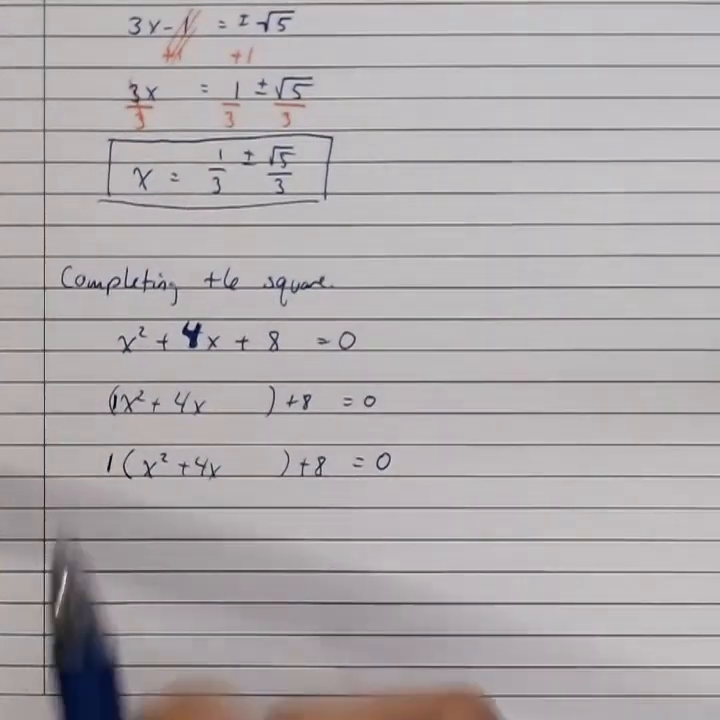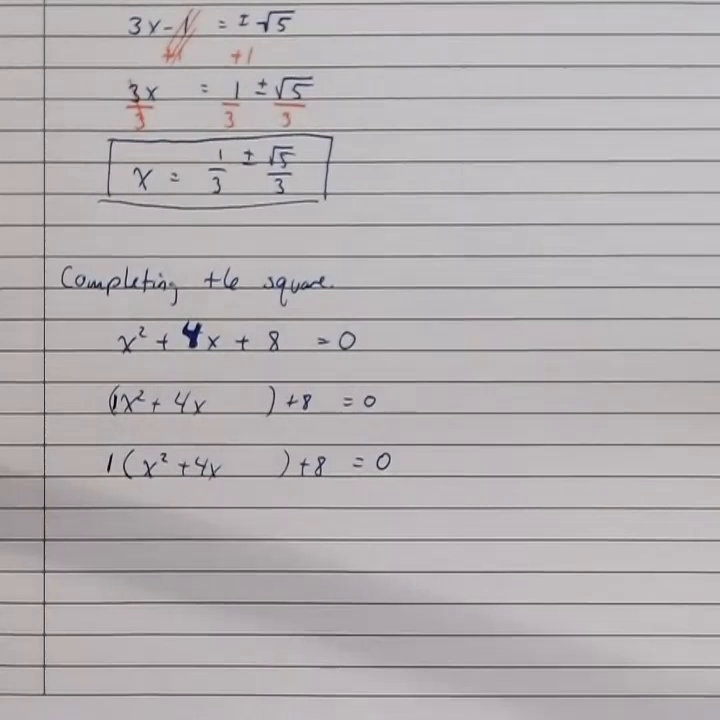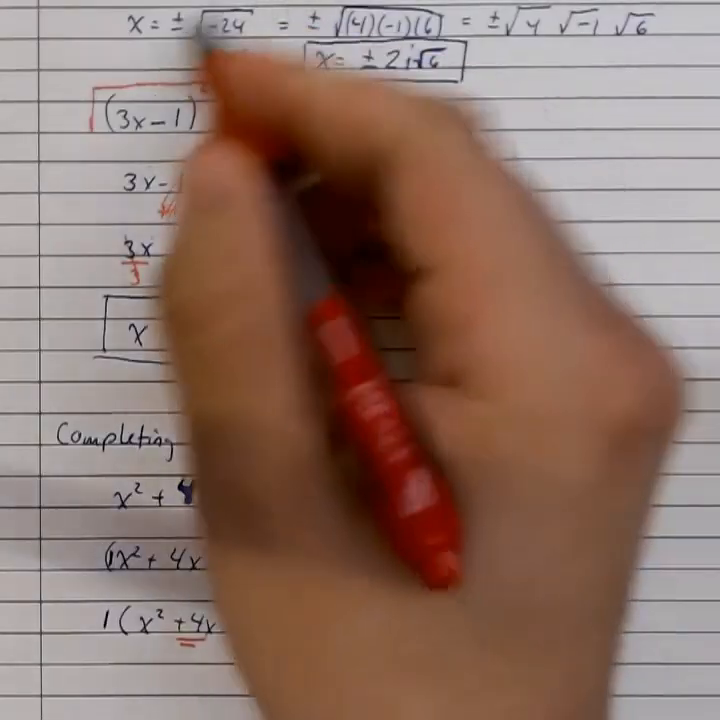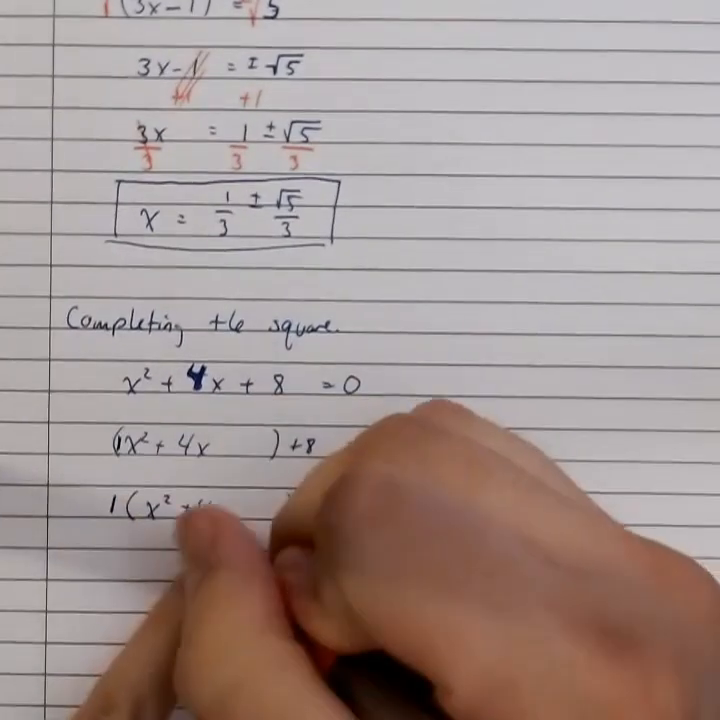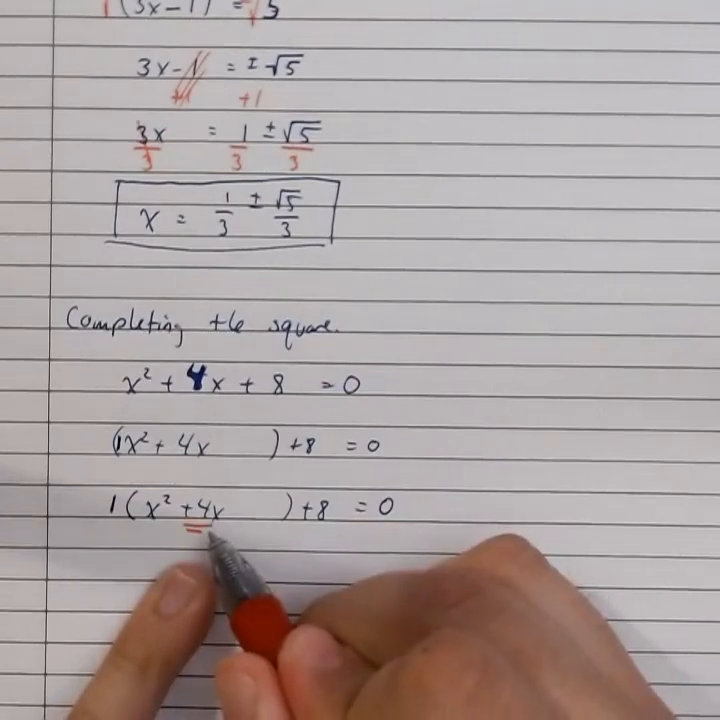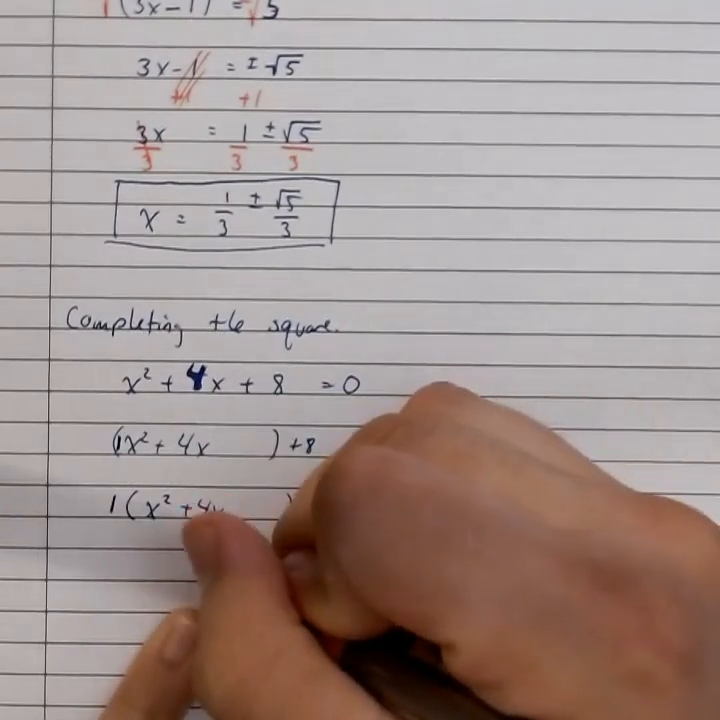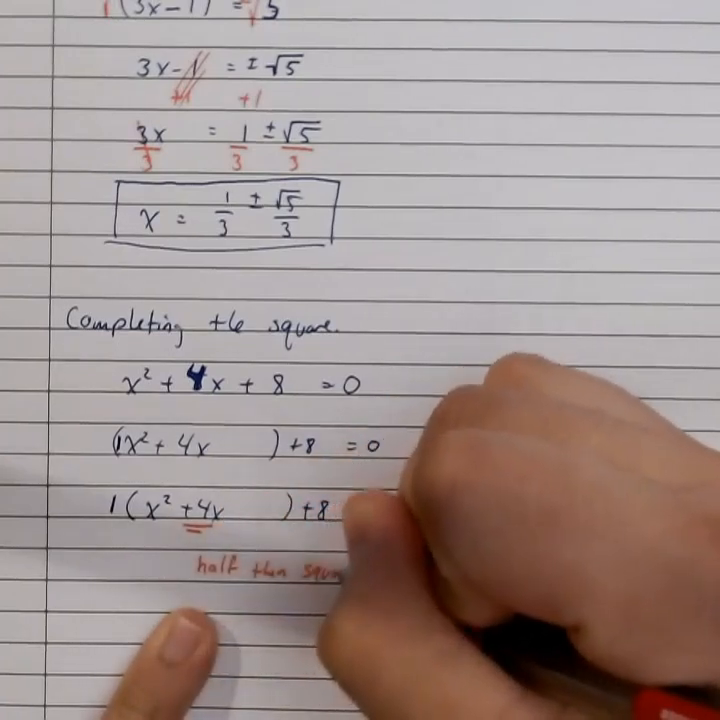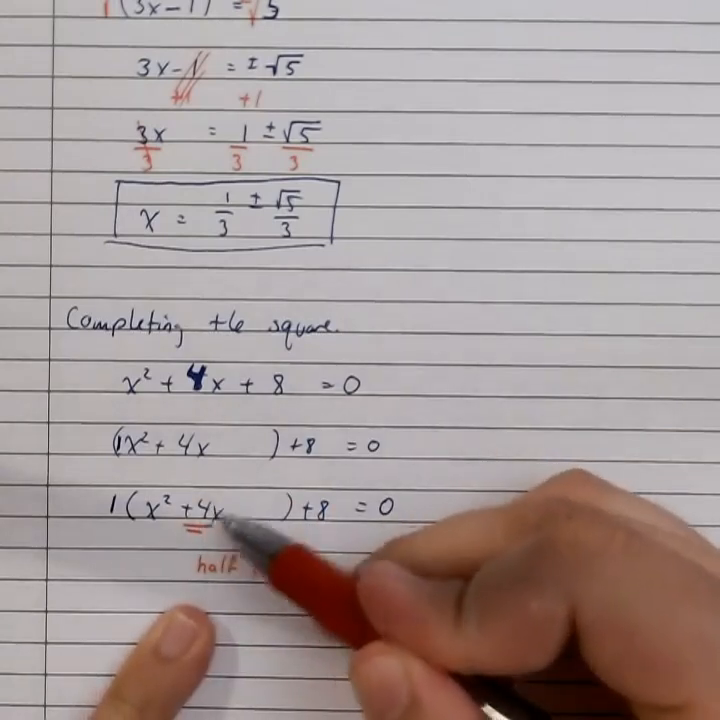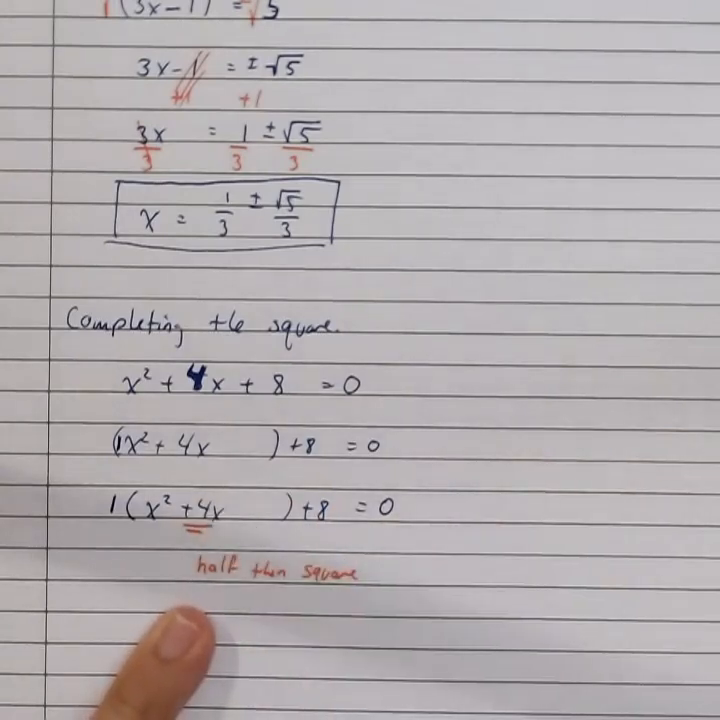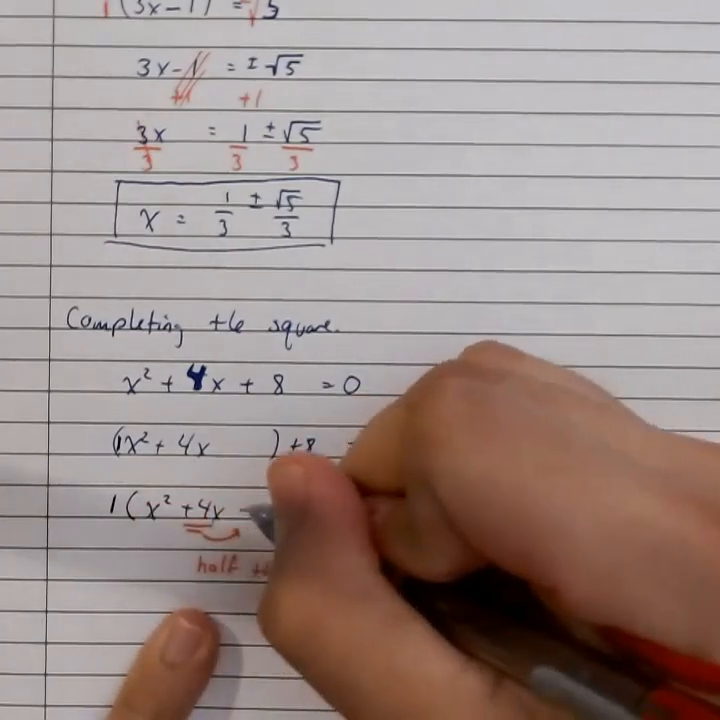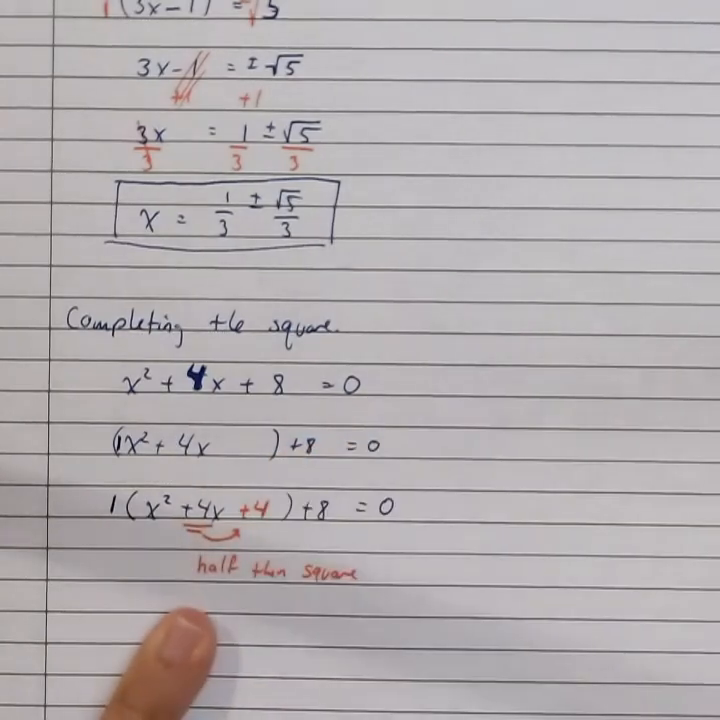Okay. All right. So now the next step is the key to making this look like one of these. We're going to take this number, cut it in half, and then square it. So half of 4, well, that's the number 2. Oh, but now take that number 2 and square it. When I square 2, that's the number 4. So that's going to go right here, plus 4.